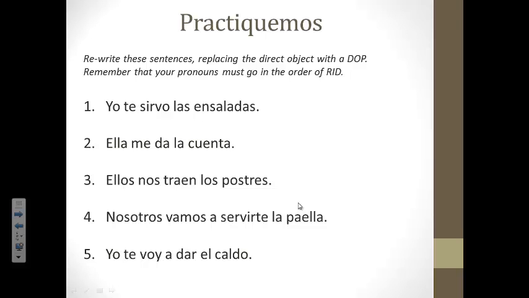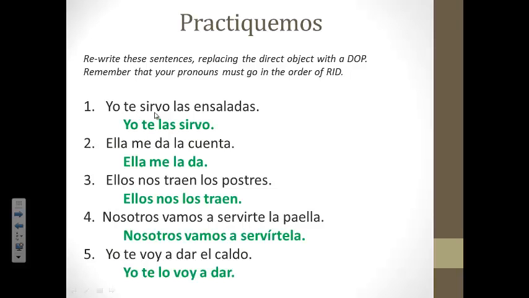Okay, let's do some practice exercises. Please go to section 5 of your note guide, and I want you to rewrite these sentences, replacing the direct object with a DOP. Always remember your pronouns have to go in the order of RID. This one says, I serve the salads to you. Please rewrite this sentence and say, I serve them to you. You're going to need to get rid of las ensaladas, make it into a DOP, and then place it appropriately. Please pause me so that you can work on these 5 sentences.